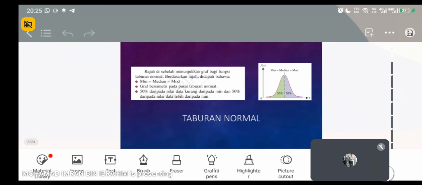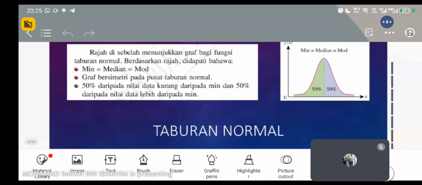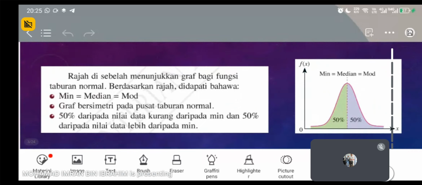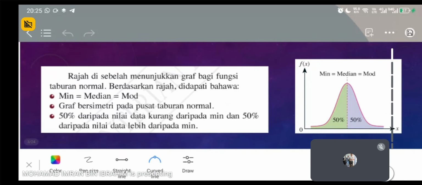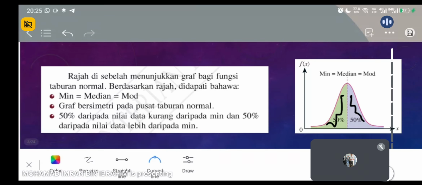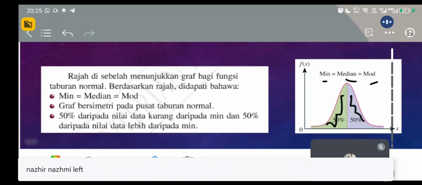Alright. Next, we're going to see this graph, right? You can see that 50% of this side is the same. Same over here, also 50%. So at this point, the mean, the median, and the mode are the same.